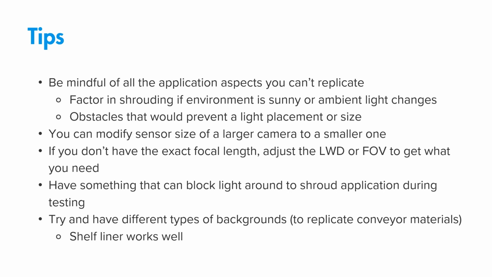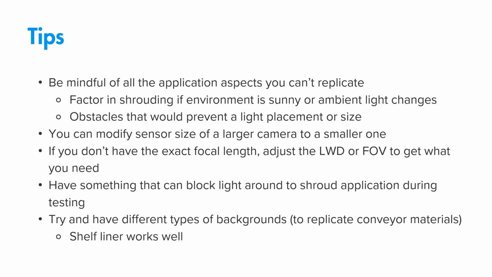Other tips and tricks that we've used throughout the years: you can take a larger sensor size camera and modify it to a smaller one. Just make sure you do the proper offsets so you're still looking at the center of the sensor. If you don't have the exact focal length lens, you can adjust the light working distance or the field of view to get what you need. That's done a lot. Ideally, we try and get as close as we can. If you have something that you can use to block light, so in your lab, if there is ambient light that's a problem, you can use it to block off that ambient light, create kind of a shroud, and then factor in that a shroud was necessary when doing this testing, and might need to be used on site as well.